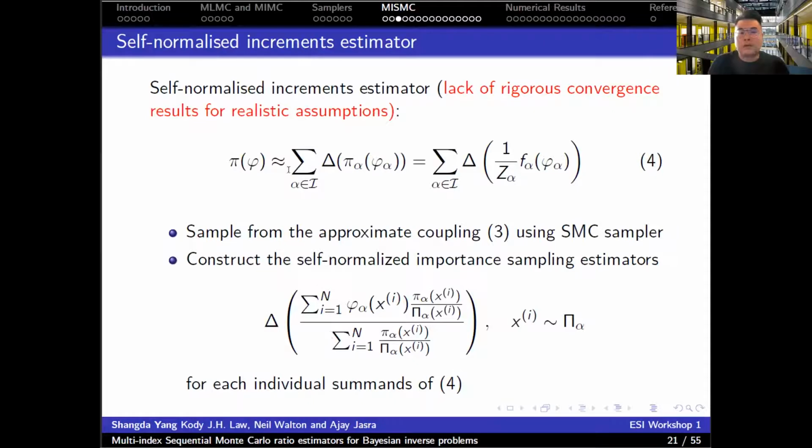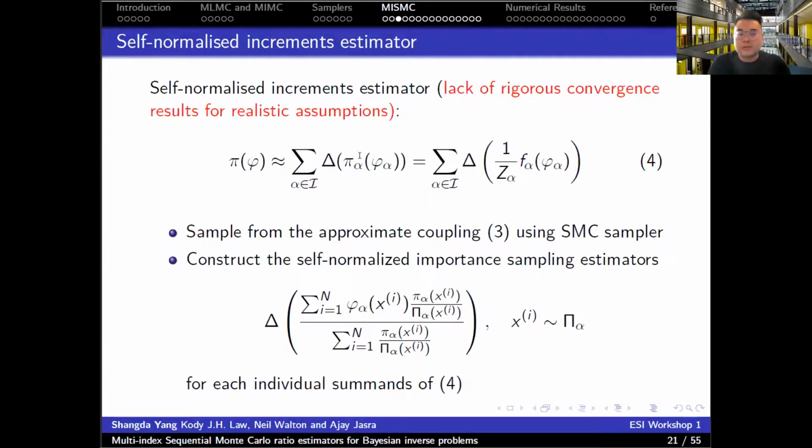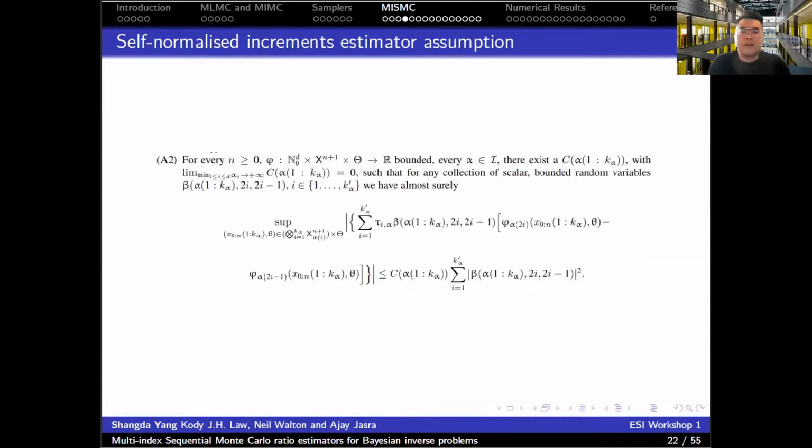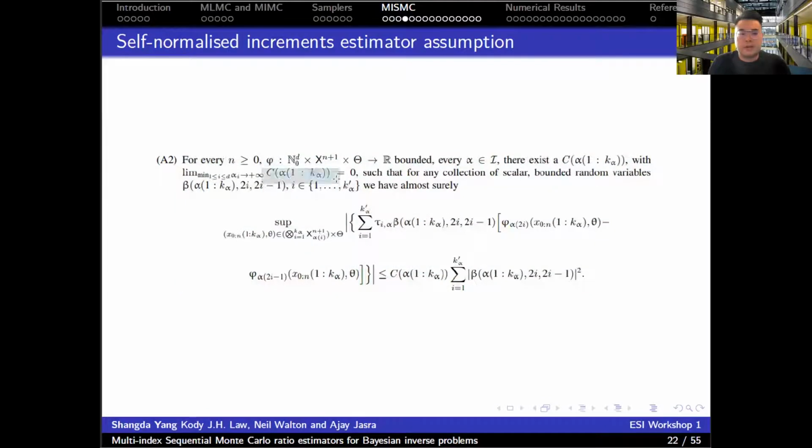And summing these together, we end up with this pi approximation of this pi alpha. So the results of this estimator heavily rely on this equality, but it is hard to achieve in reality for this constant to converge to 0.